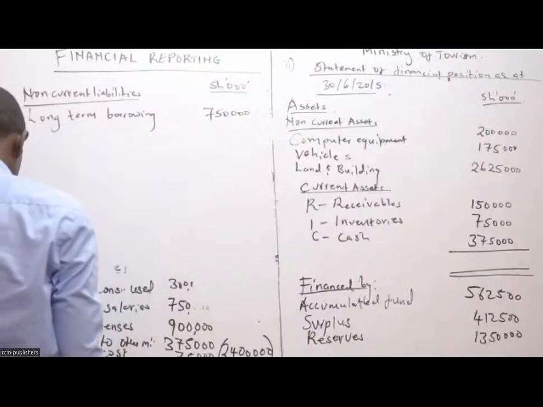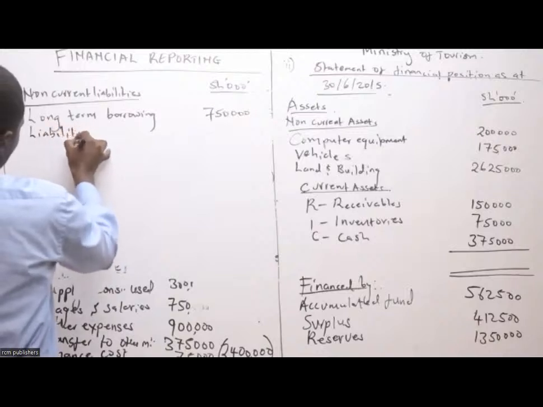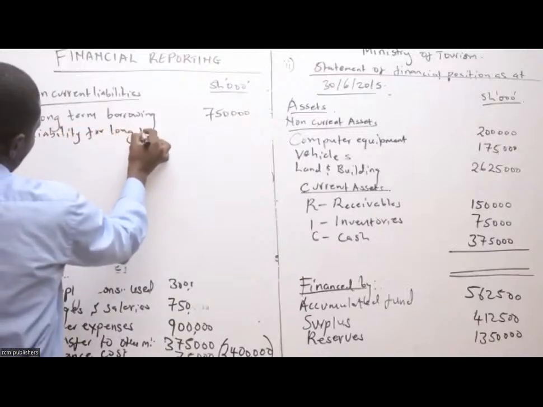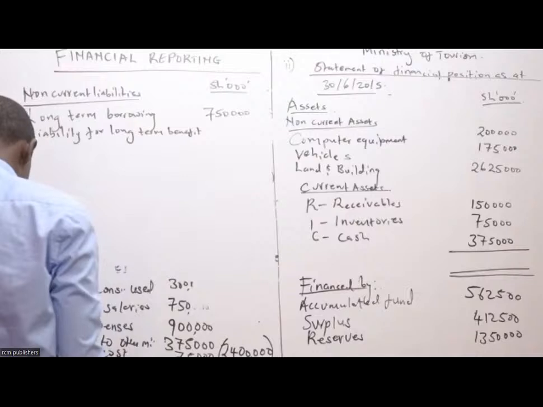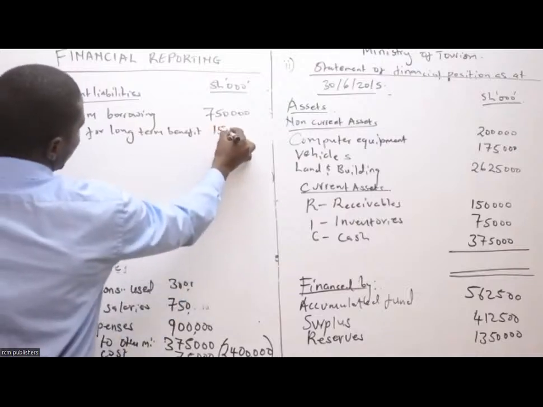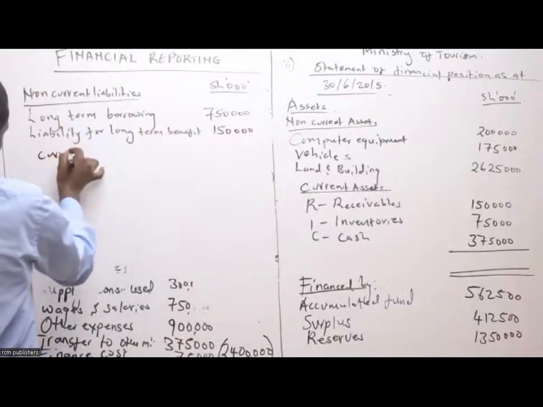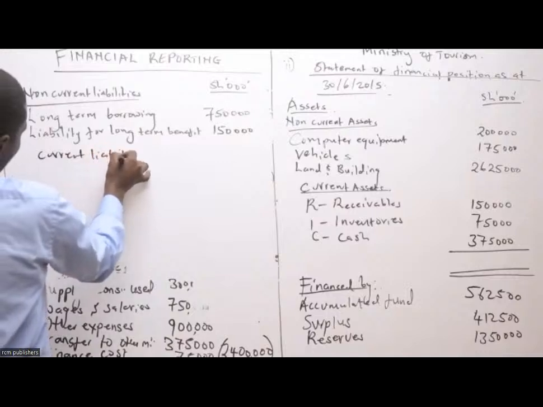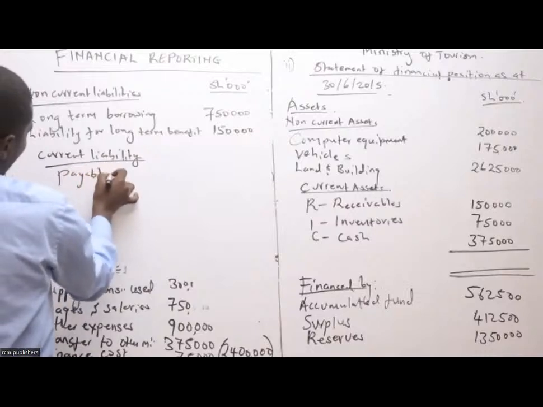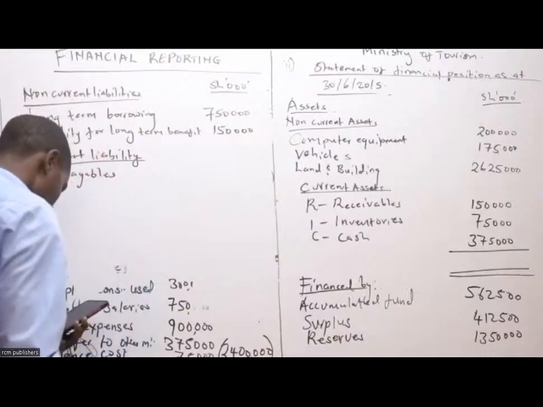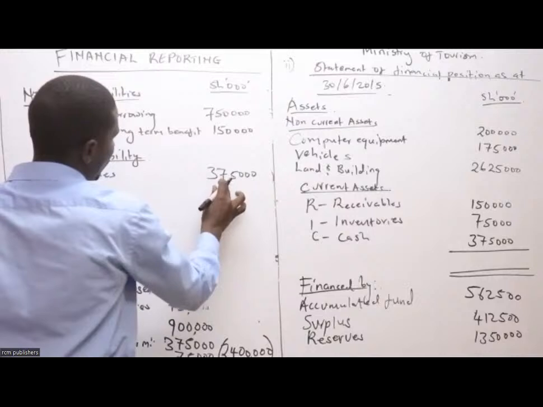Then we have liability for long-term benefit. How much is this one? 150,000. Whatever that is giving us will fall under current liability. In fact, it is the only item that we have, payables. And we see they have given us 375,000.